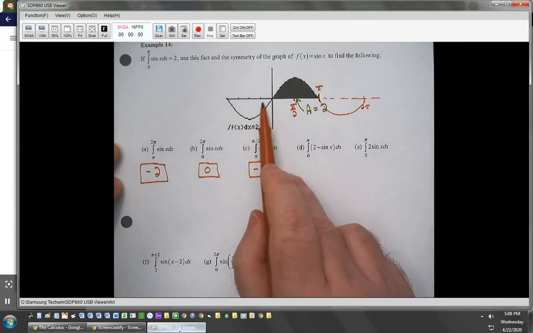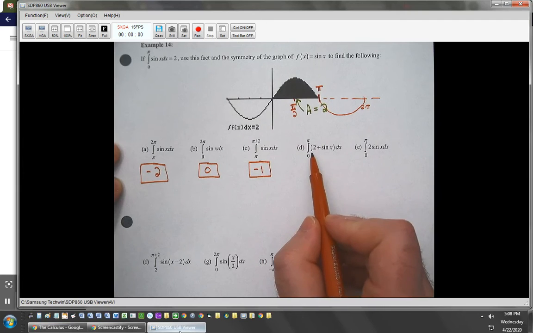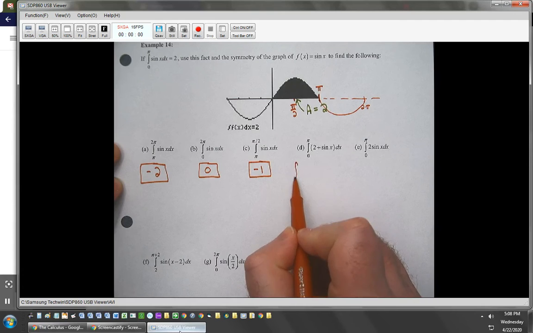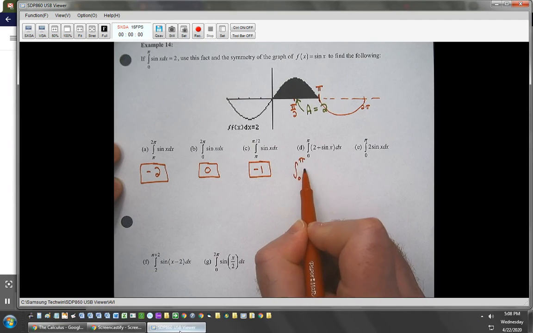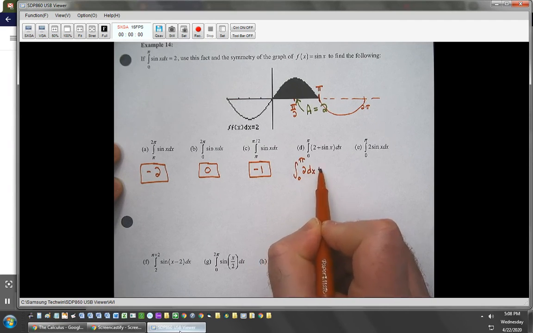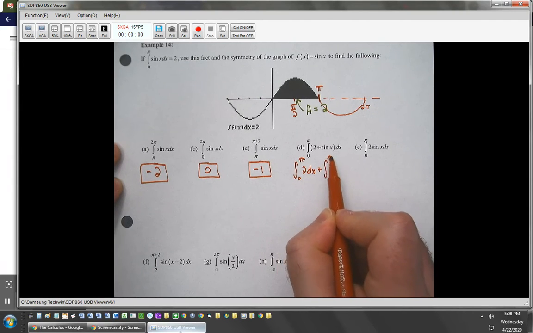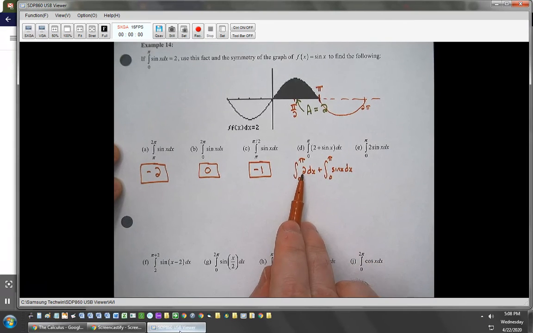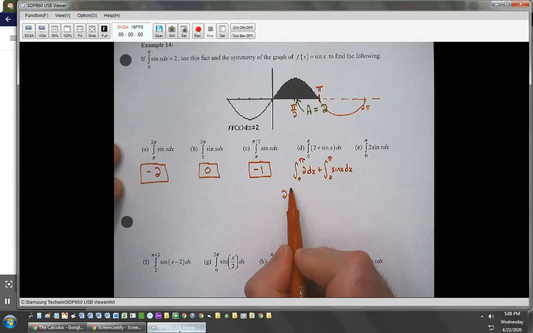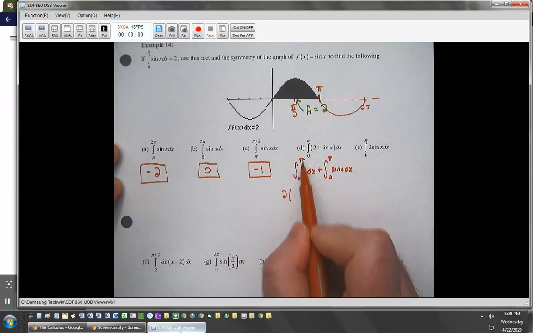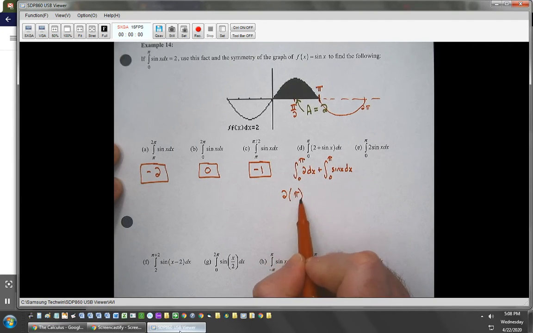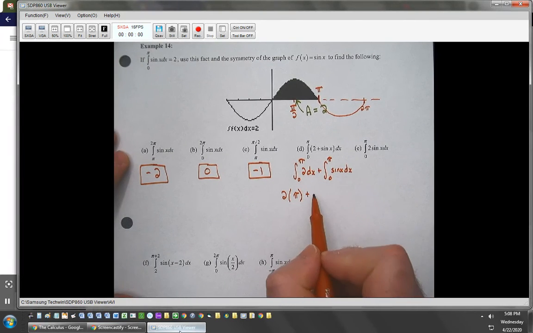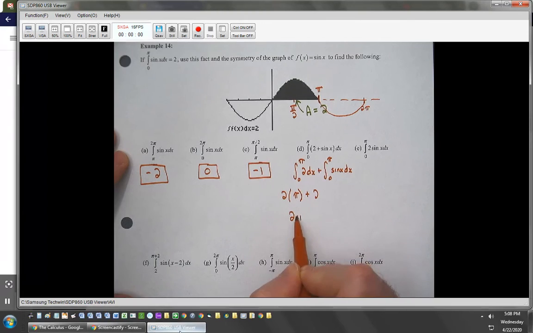From 0 to pi, so this is my region, of 2 plus sine of x. I'm going to break this up. This is going to be the integral from 0 to pi of 2 dx plus the integral from 0 to pi of sine of x dx. The first is a constant, so that's the height of my function multiplied by b minus a, so pi minus 0 is pi, plus the integral, well, that's what they gave us, so we know that's 2. So this ends up being 2 pi plus 2.